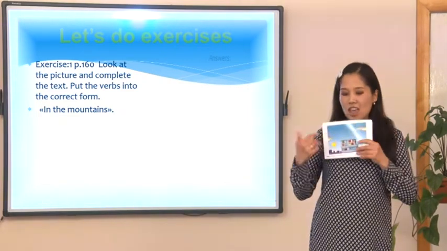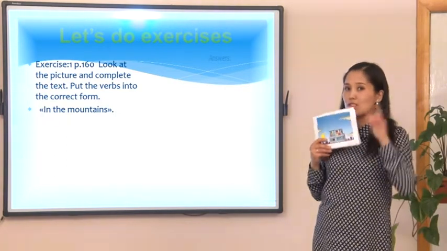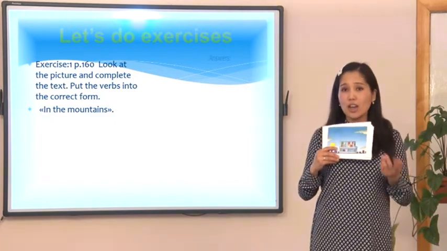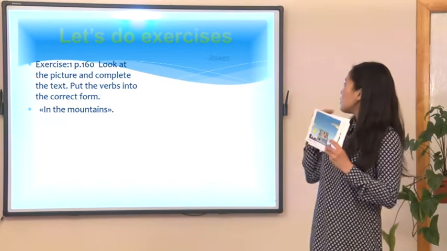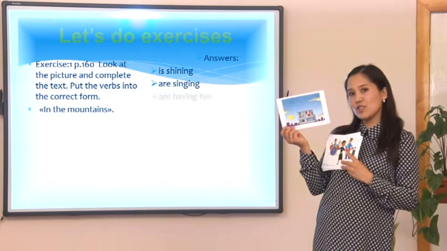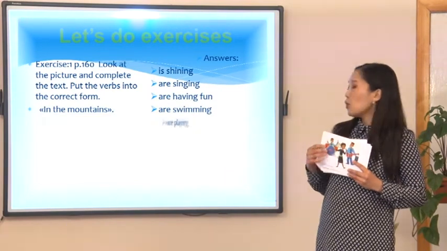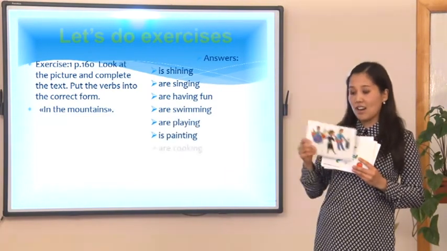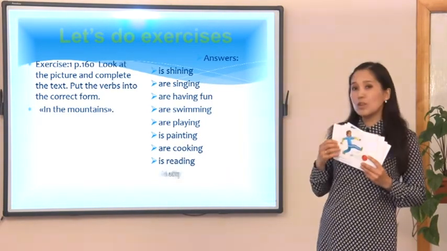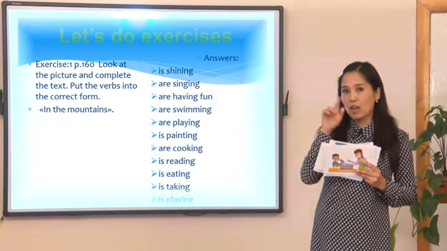You should think with this picture and put the correct verbs in order with the ing form because we learned the continuous form. Okay, how will we do it? Let's check together. First is sun is shining. We have pictures. I think it helps you. Next, what are they doing? They are singing. Next, what are they doing? They are having fun. Please check in your book because we have a picture.